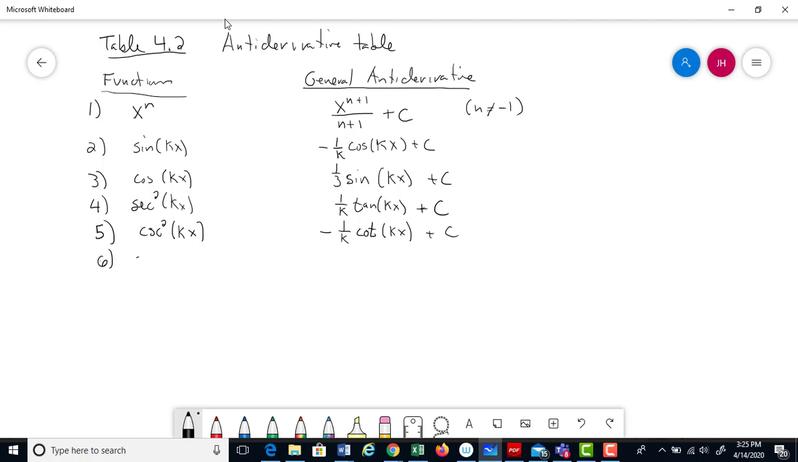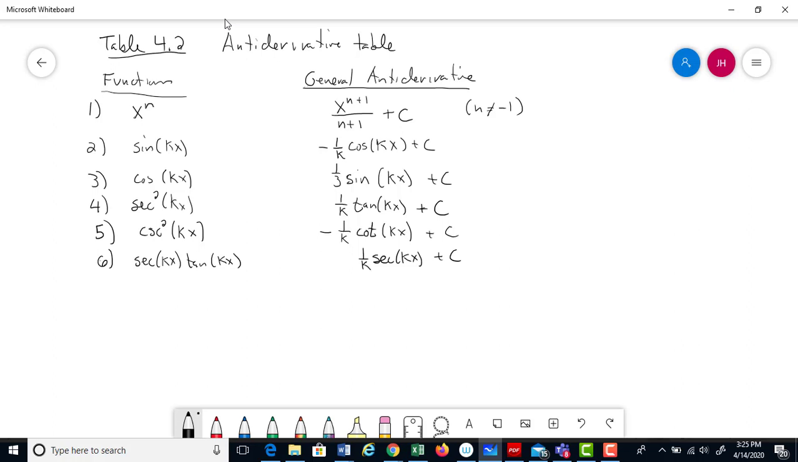6. Secant kx tangent kx. Well, we know the function that gives us secant tangent is the secant function, so you know that this is going to be the secant of kx plus c. Now remember, when I take the derivative, you'd have a multiplication by k here, so in order to get rid of that multiplication of k, I have to have a 1 over k here to make that work.